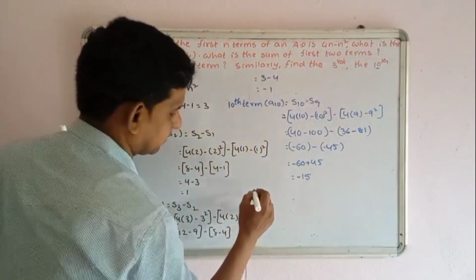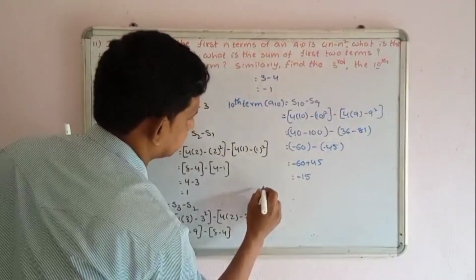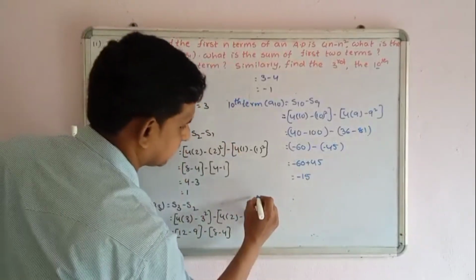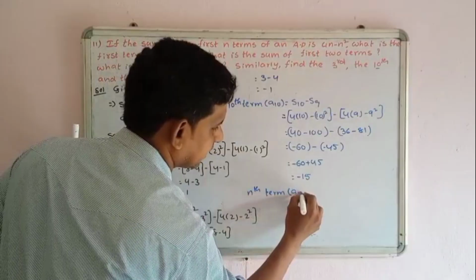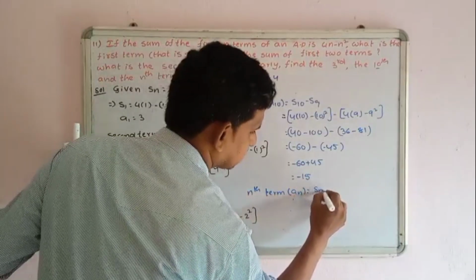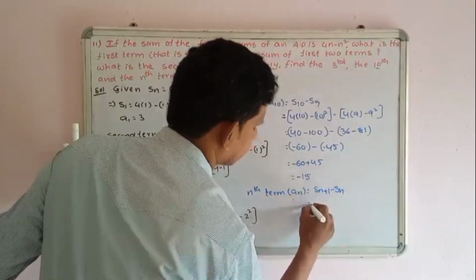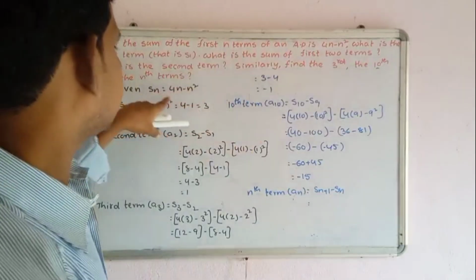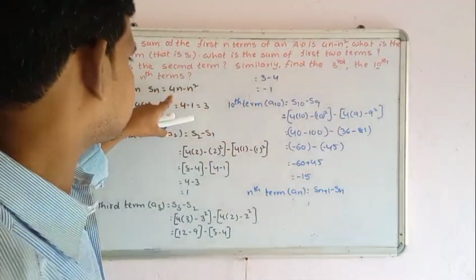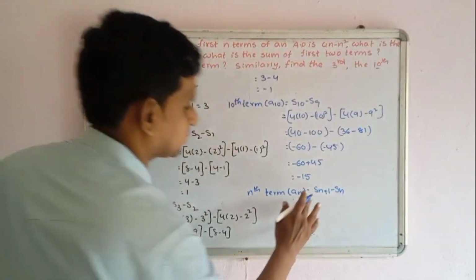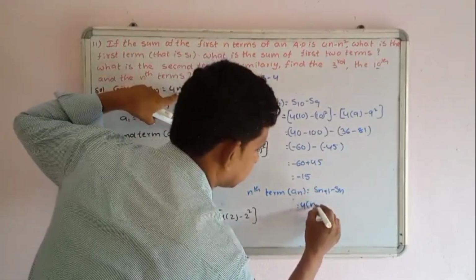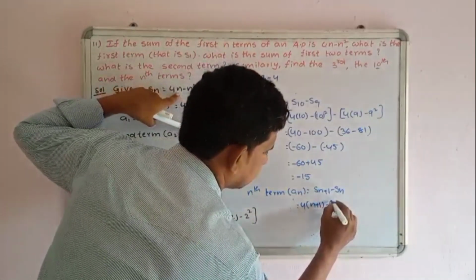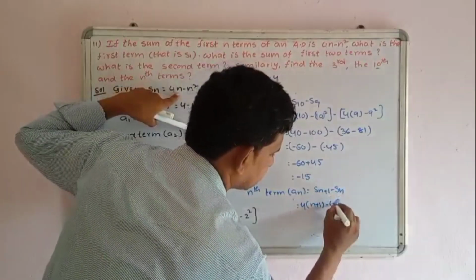Now finally we find the nth term. The nth term is nothing but an. The nth term an = Sn+1 − Sn. Sn is 4n − n². For Sn+1, put n as n + 1. That equals 4(n + 1) − (n + 1)².